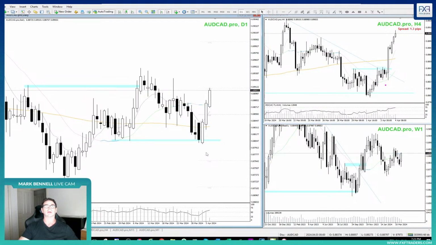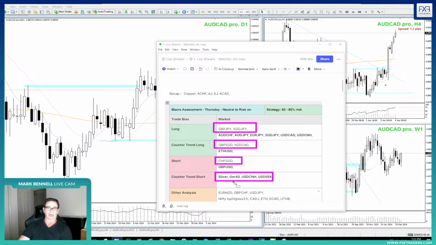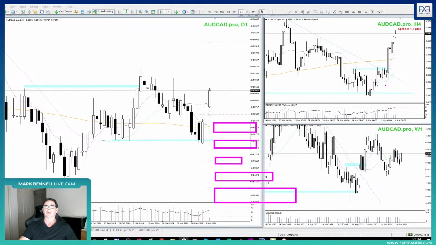All right, so let's have a look at the new ideas for today. So I've got pound yen, Singapore yen. Some of these yens haven't moved yet. Counter trend long: pound Singapore, New Zealand CAD. Swiss Singapore for short, counter trend short. Silver, which we did, Germany 40 or the DAX, dollar Chinese yuan, dollar Swedish. And then I want to look at some other analysis, and then some examples that we'll go through as learning exercises.